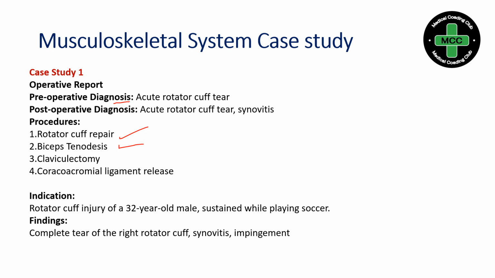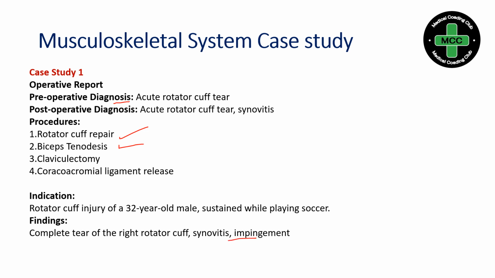And lastly, acromial ligament release. It's a decompression procedure to relieve shoulder pain. Again, the indication is a rotator cuff injury in a 32-year-old male sustained while playing soccer. And what are the findings? It's a complete tear of the right rotator cuff, synovitis, and impingement.